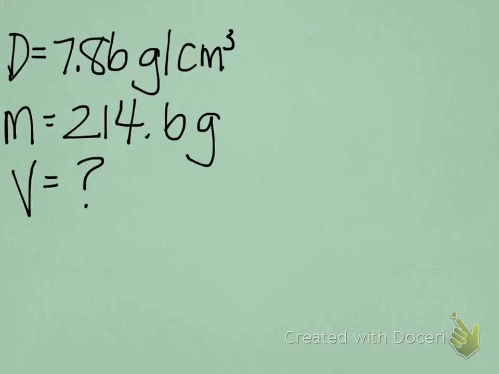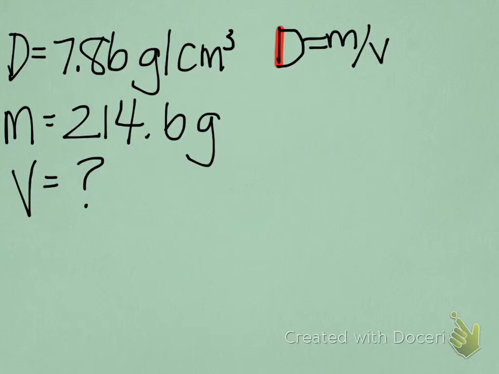Alright, so our next one, our density is 7.86 grams per centimeter cubed. Our mass is 214.6 grams. What is our volume? First thing I do, write out my equation.